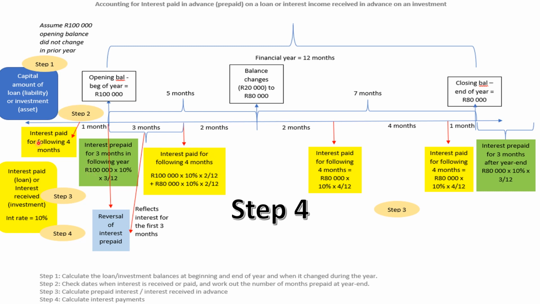So the first interest payment, 1 month before the end of the year, that would have been on R100,000 for that period. But now this one here, 3 months into the year, the next 4 months, the balance changes. So we'll be paying interest on the balance of 100,000 for 2 months, and then interest on the balance of 80,000 for 2 months. For this interest payment here, the balance doesn't change. It's 80,000 for 4 months. And here again, the balance doesn't change, so it's 80,000 for 4 months. So now let's go and process the journal entries for that.